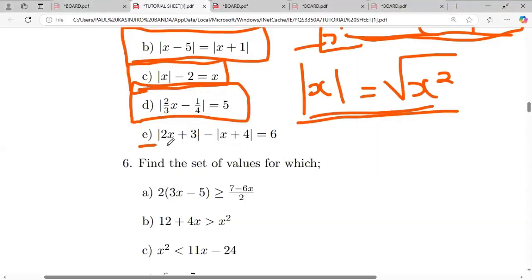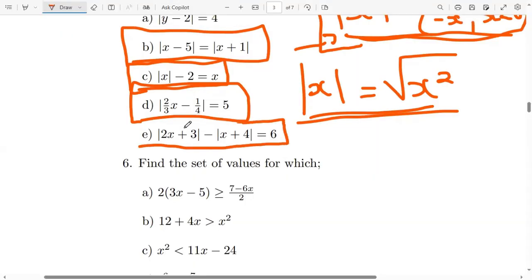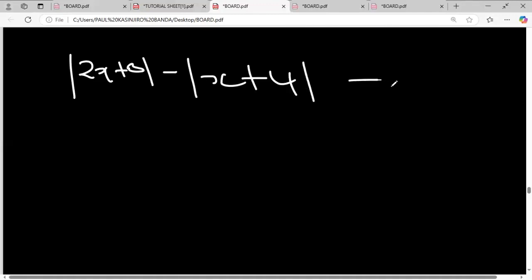So the last question is this guy here. So we have 2x plus 3 minus x plus 4 is equals to plus 6. Okay, so we have modulus of 2x plus 3 minus modulus of x plus 4 is equals to what? 6.